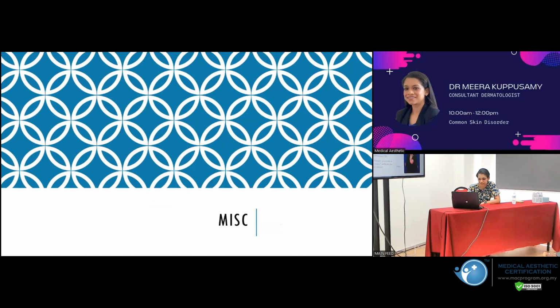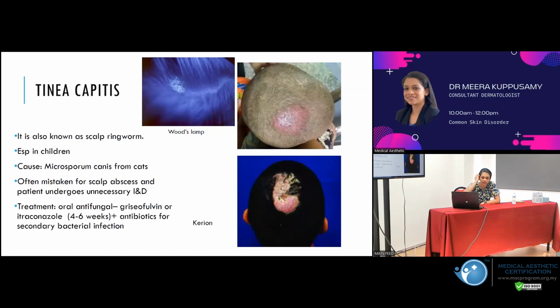Some miscellaneous things. I think I have 3 miscellaneous things. Tinea capitis, just to mention, because this is very often misdiagnosed as a scalp abscess. Tinea capitis is usually in kids who play with stray cats, or their own cat can be too, if it goes outside. It's a scalp ringworm caused by Microsporum canis. This blue picture of the scalp is under a Wood's lamp examination. When you look under the Wood's lamp, the lesion will look a bit greenish and will have fluorescence. That's when you know that this is Microsporum canis.